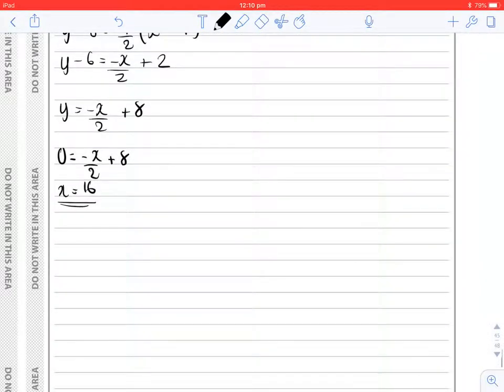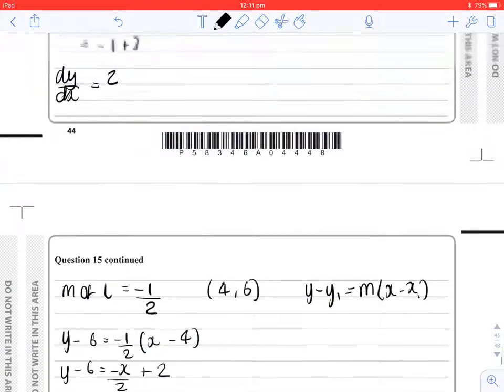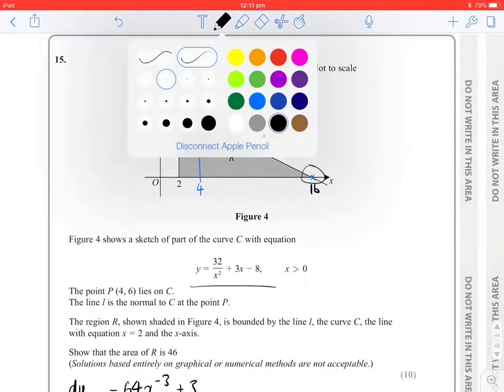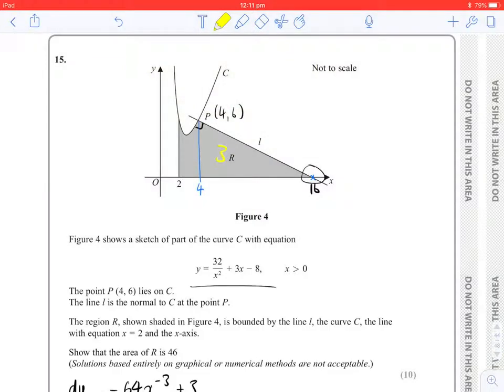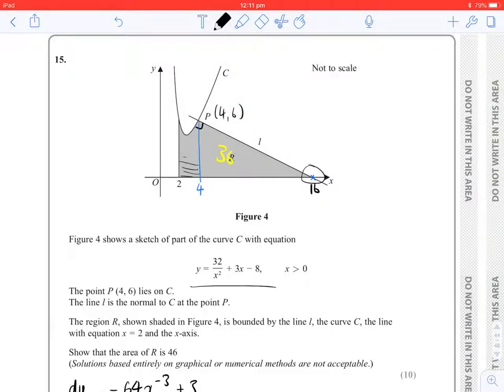So now we can work out the area of the triangle. That's going to be a half times base times height. The base is between 4 and 16, so that is 12, and the height is between 0 and 6, so that is 6. So the area of that triangle is 36 units squared. Now that we know this is 36, we need to find the part in between here, this little shaded region.